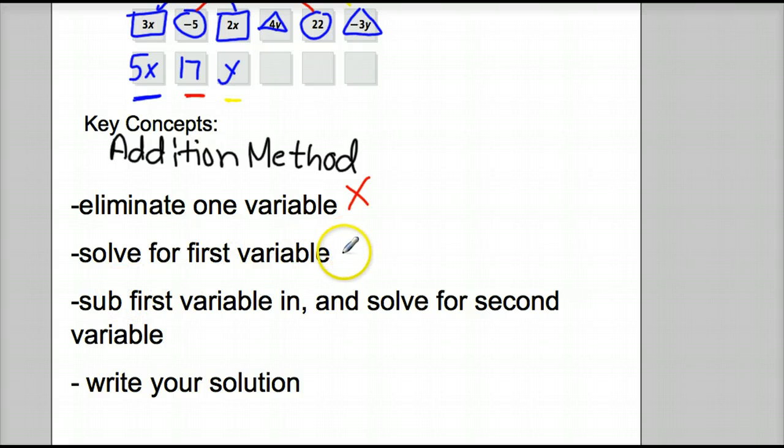Then once you get that, so you'll get like y equals 2, then you're going to take this and you're going to substitute first variable in and solve for the second variable. Then you will write your solution. And remember, our solution to a system of equations is in the form of an ordered pair. So your answer should look like this. This will make more sense in just a moment.